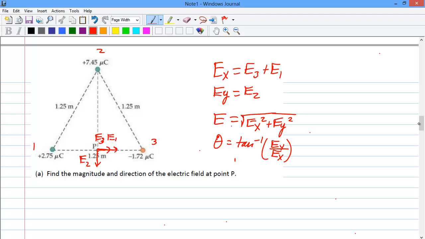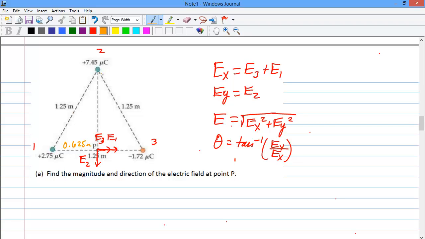So let's go ahead and do a few more calculations. We need to know what the distance is from the first charge to point P, and this is an equilateral triangle, so I can assume that P is halfway between charge 1 and charge 3. So if the total distance is 1.25, then halfway is 0.625 meters.